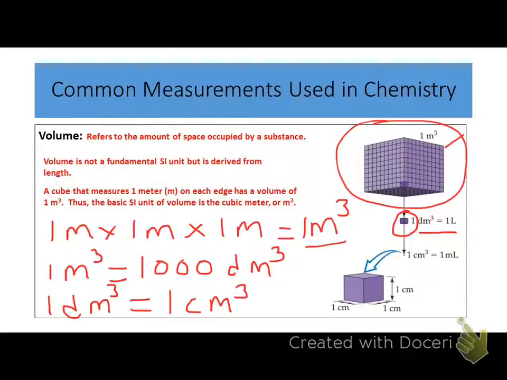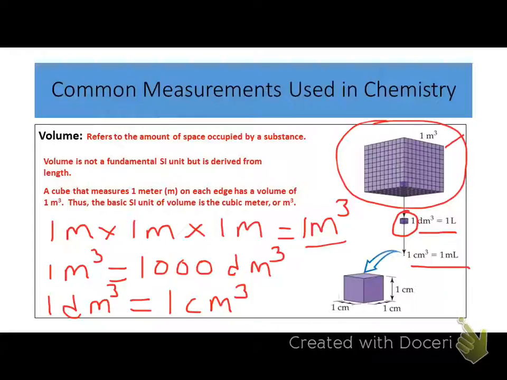All right? And 1 cubic meter is equal to a milliliter. All right? So again, here's our cubic decimeter right there. I'm going to erase this so it's a little bit clearer. And so we take 1 centimeter times 1 centimeter times 1 centimeter, and that will give us a cubic centimeter, which is equal to 1 milliliter.